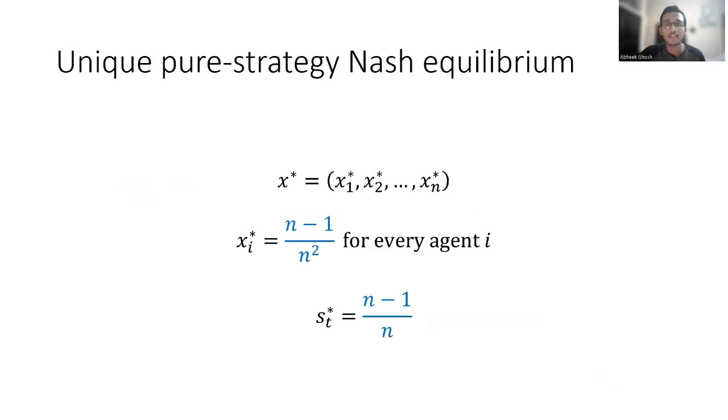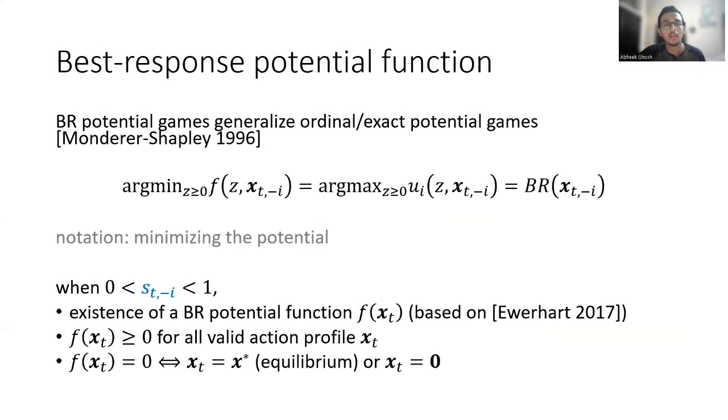Now, for this special case of homogeneous agents, in the equilibrium profile, the output of every agent is equal to (n minus 1) divided by n squared, where n is the number of agents, and the total output is (n minus 1) divided by n. Okay, now, given these preliminaries, let's look into the analysis part.